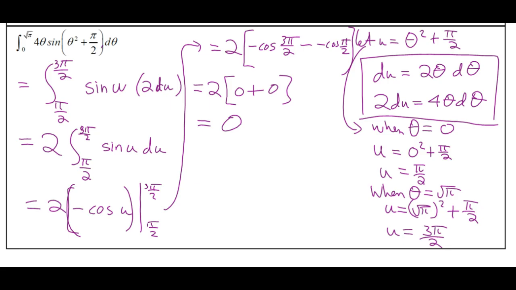So what does that say? Yeah, the upper area and the lower area must be the same, right? So if you graphed this from 0 to root pi, you end up with an area above the axis that's equal to the area below the axis. Okay. That's all it's telling us.